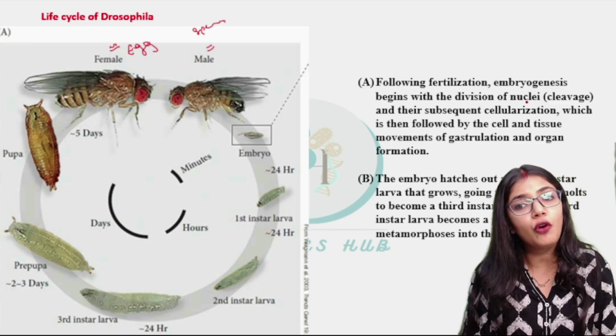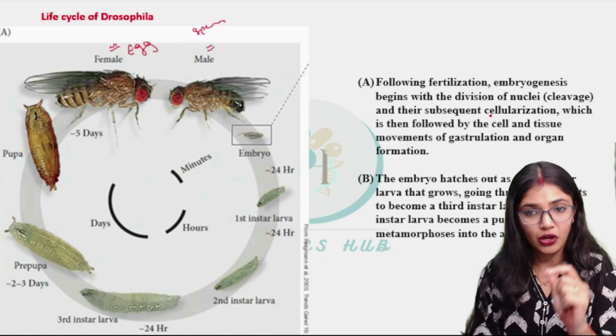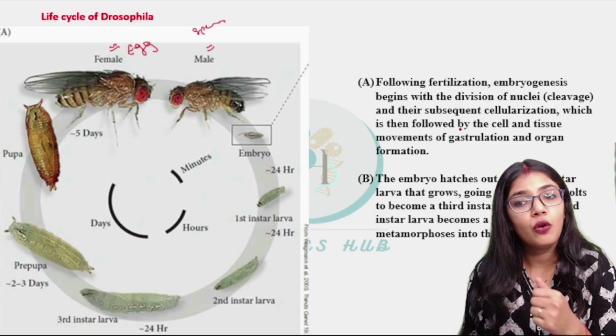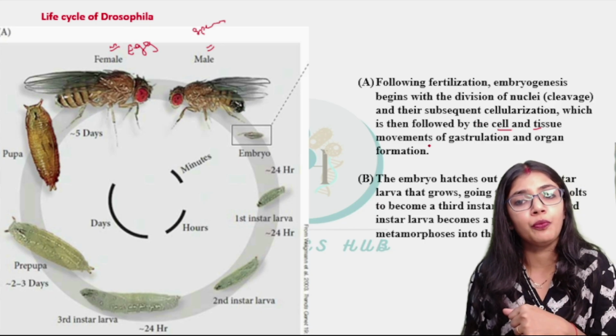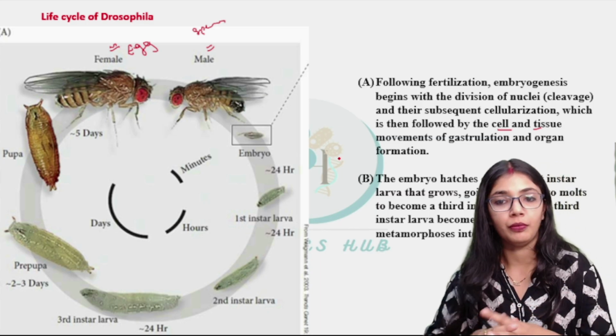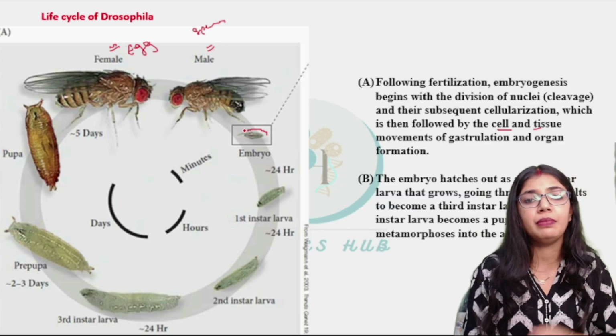After fertilization, embryogenesis begins with division of nuclei. Due to the division of the nucleus there will be cleavage, followed by cell and tissue movement of gastrulation and organ formation. After this the organs will be formed. Next, this embryo will be hatched.